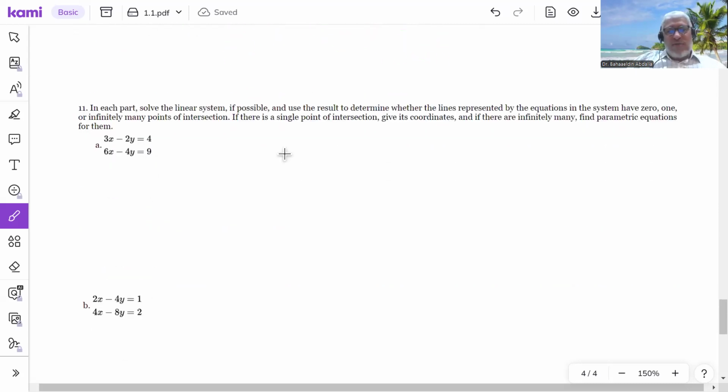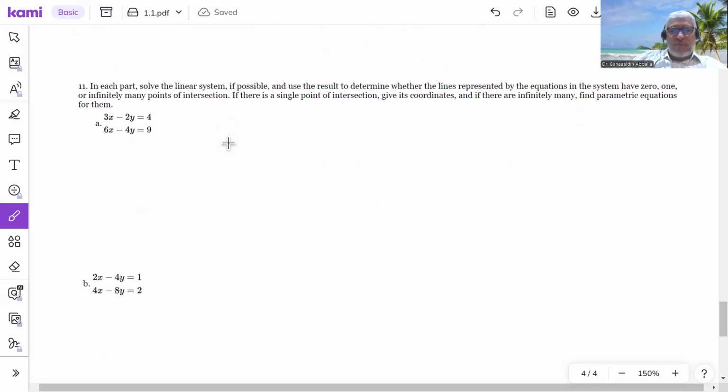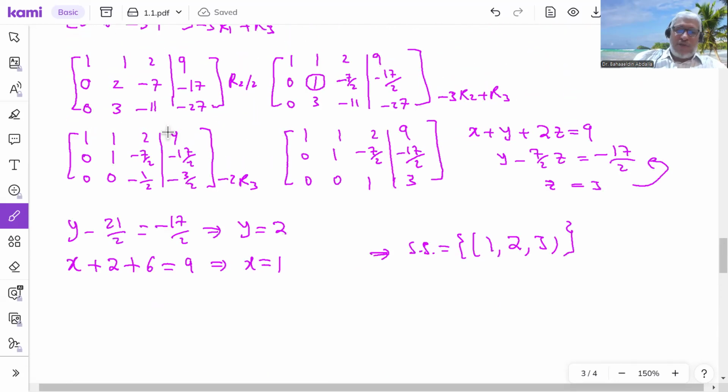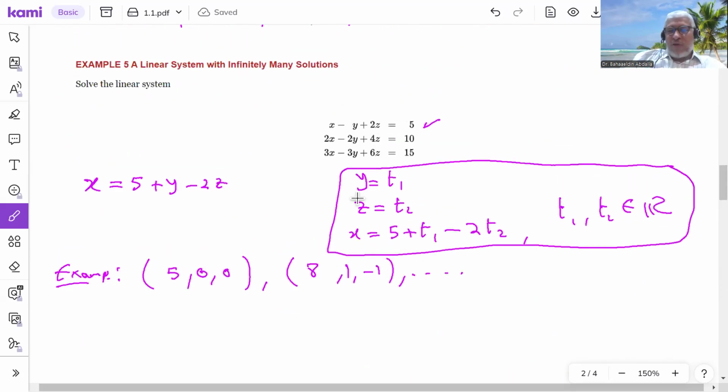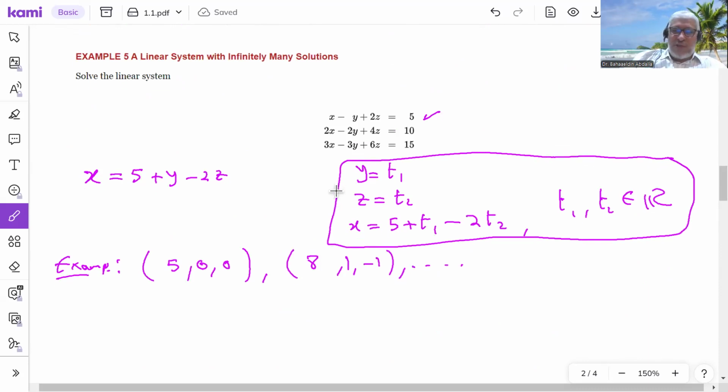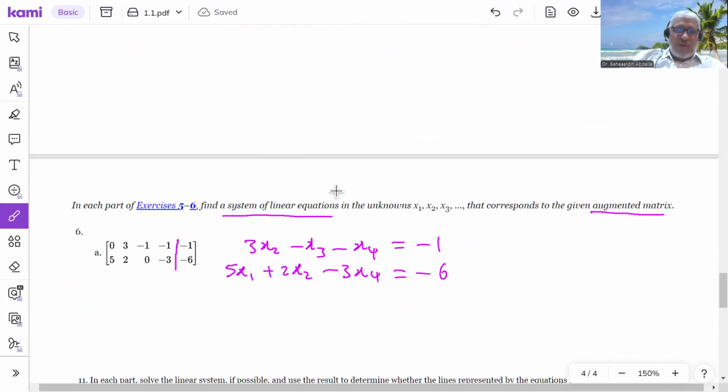Solve the linear system if possible and use the result to determine whether the lines represented by the equations have 0, 1, or infinitely many intersections. If infinitely many, find parametric equations for them. Parametric equations are the equations we found here, like this. This is called parametric equations because T1 and T2 are parameters.